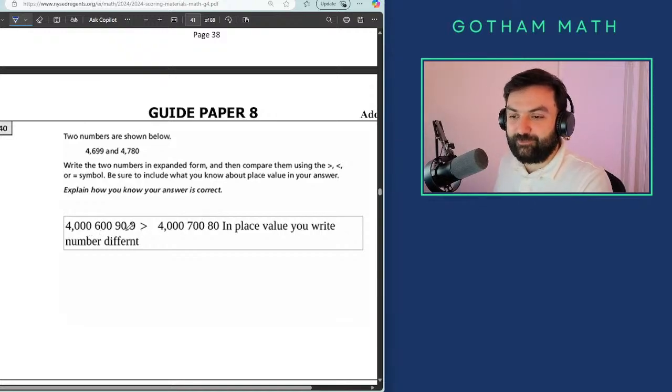Okay, so what is this? 4,699, no pluses though. Yeah, 0. But it's okay. Who cares about that? Wrong sign. Okay, yeah. In place value, you write the number differently.